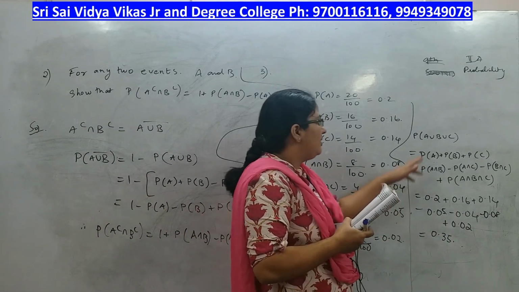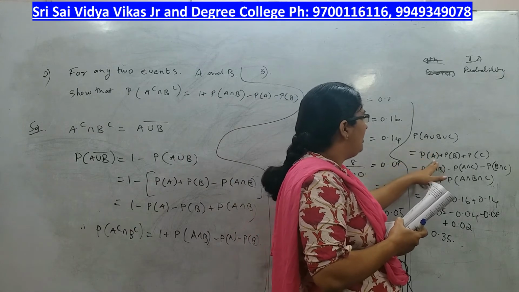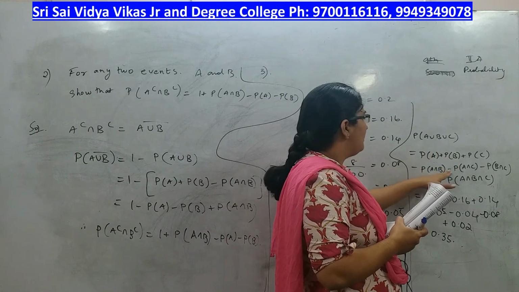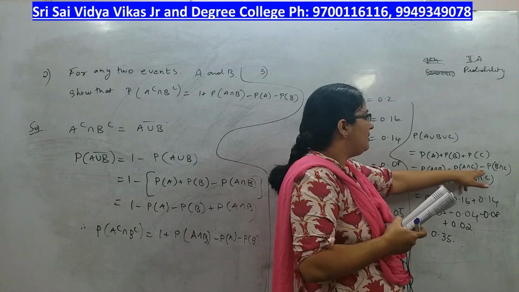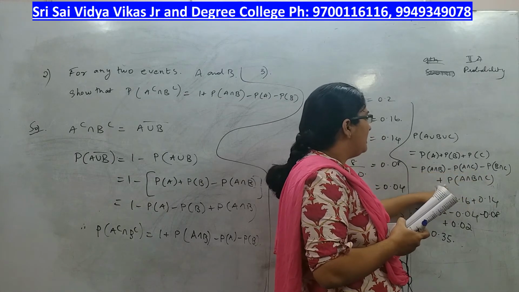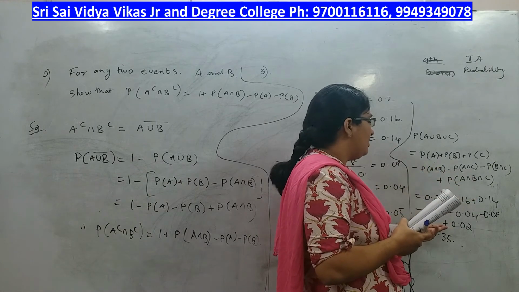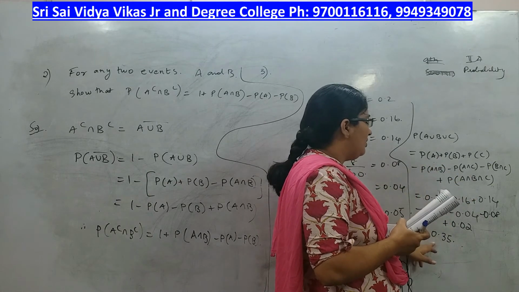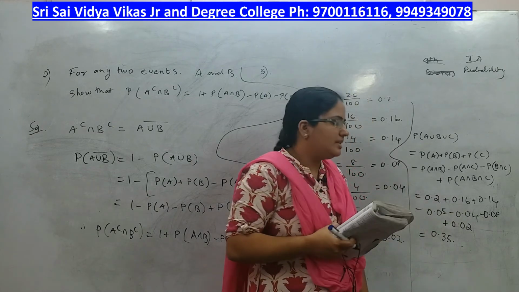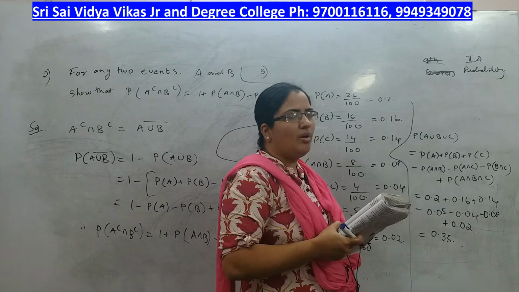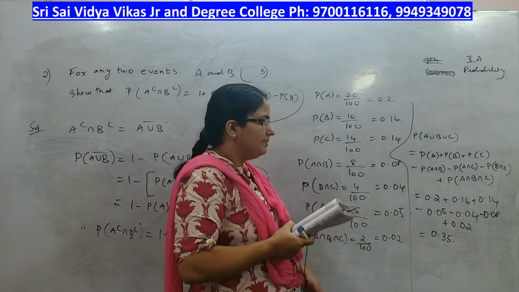P of A union B union C is P of A plus P of B plus P of C minus P of A intersection B minus P of A intersection C minus P of B intersection C plus P of A intersection B intersection C. Substitute all the values here, solve it, you get 0.35. This is the probability of people who read all the newspapers.